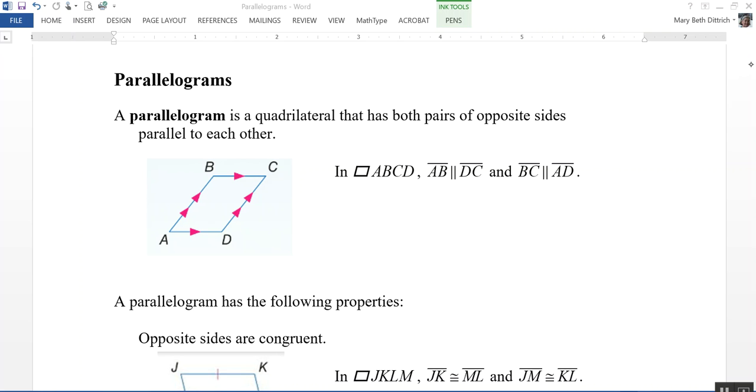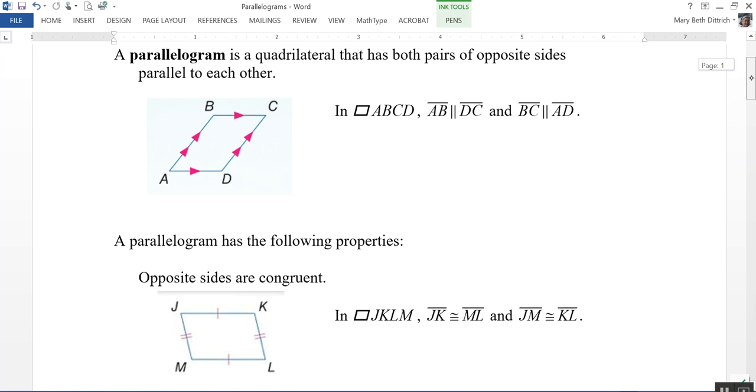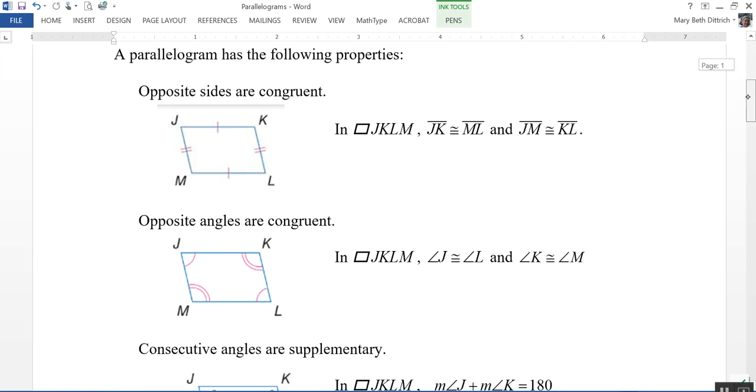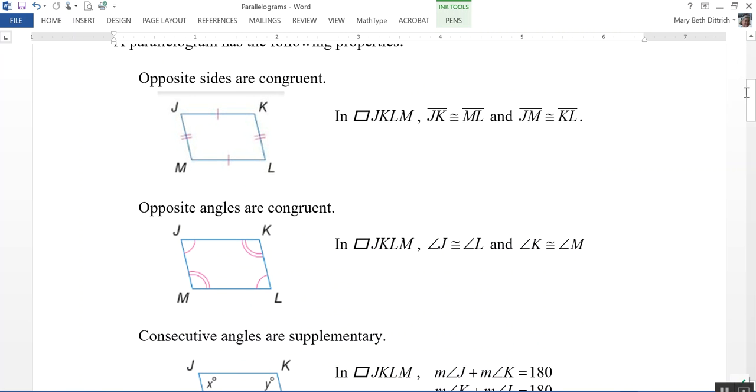A parallelogram has the following properties. Its opposite sides are congruent. So here in parallelogram JKLM, the length of JK is congruent to the length of ML, and the length of JM is congruent to the length of KL. Opposite angles are also congruent. Here in parallelogram JKLM, angle J is congruent to angle L, and angle K is congruent to angle M.